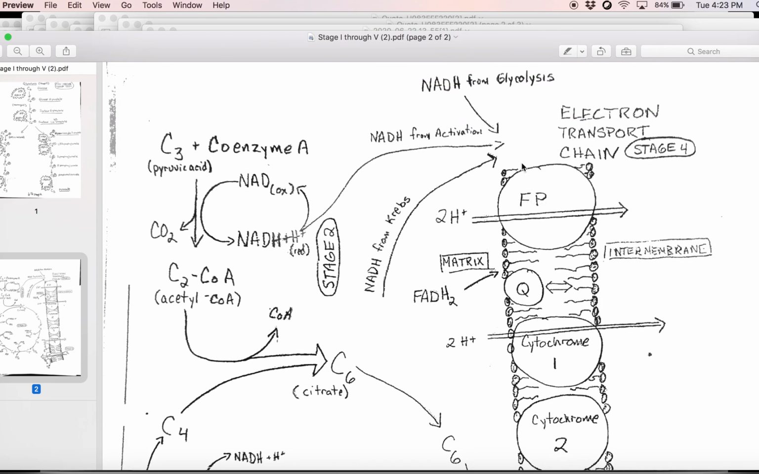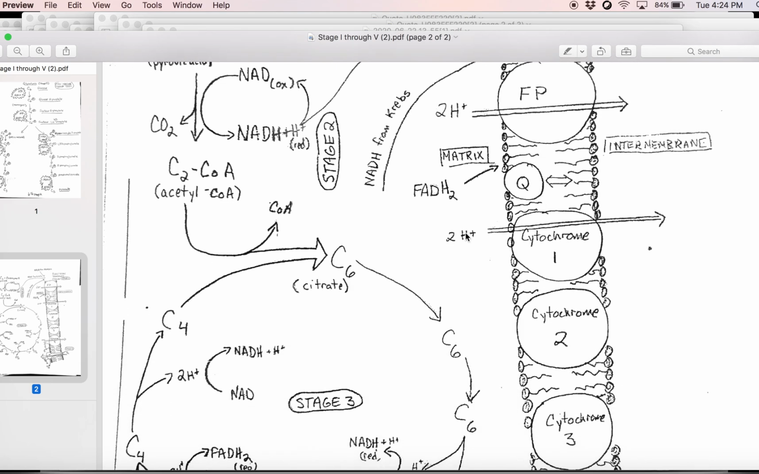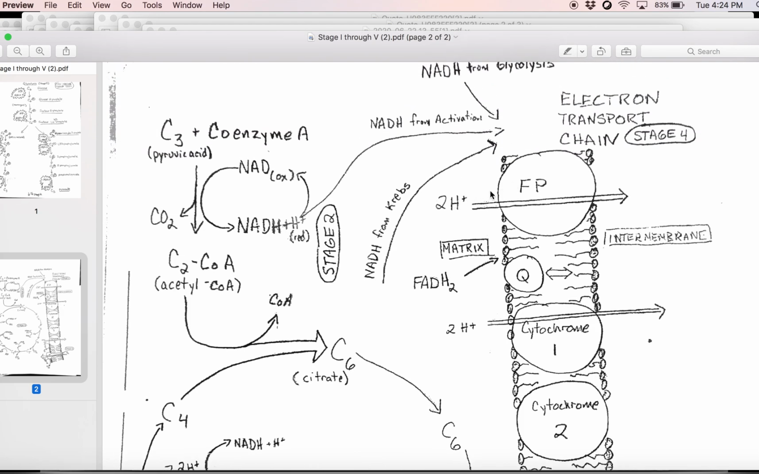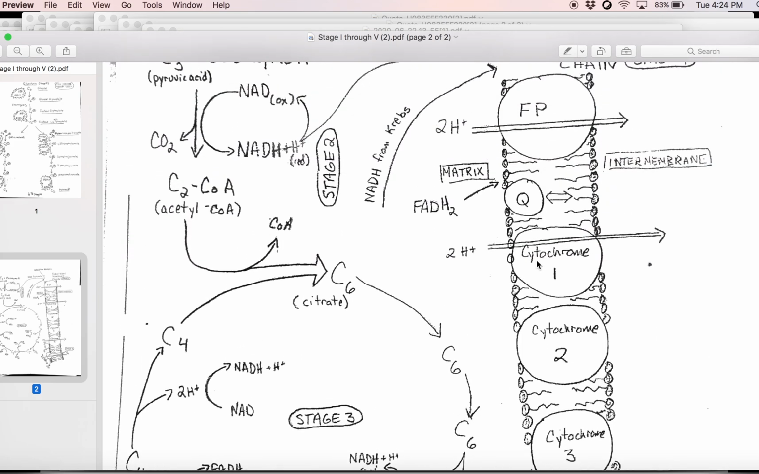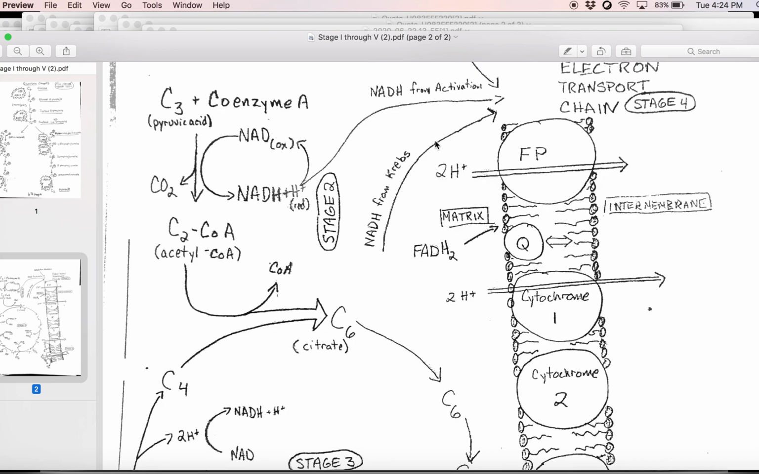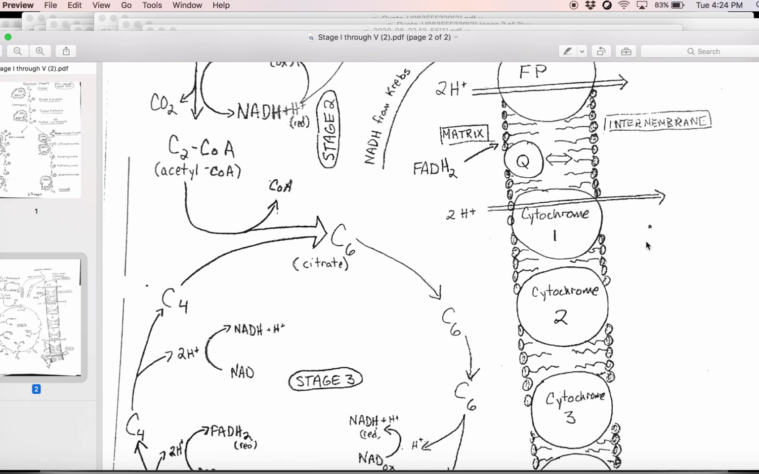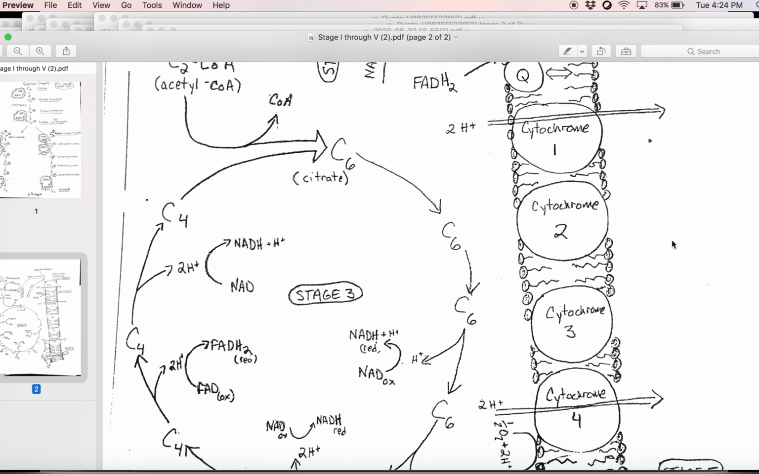NADH passes off its electrons to the first electron carrier. FADH2 passes them off to the second electron carrier. And then as those electrons move down the chain of electron carriers, they lose energy, and that energy is used to move protons, hydrogen ions, from the matrix to the intermembrane space. So the proton concentration in the matrix is going down. The proton concentration in the intermembrane space is going up, which means pH is going down, because pH is the negative log of the hydrogen ion concentration. As the hydrogen ion concentration over here goes up, the pH goes down.